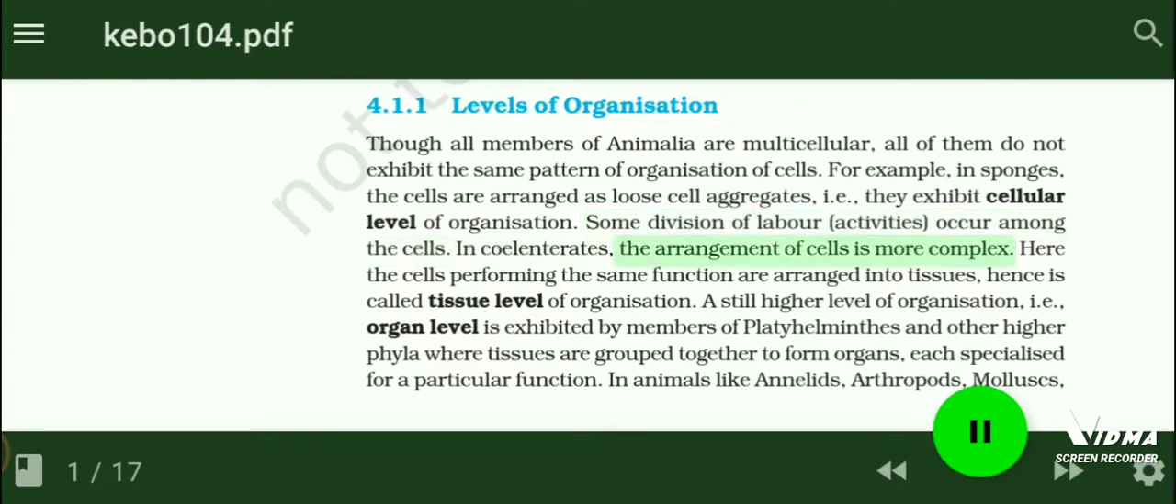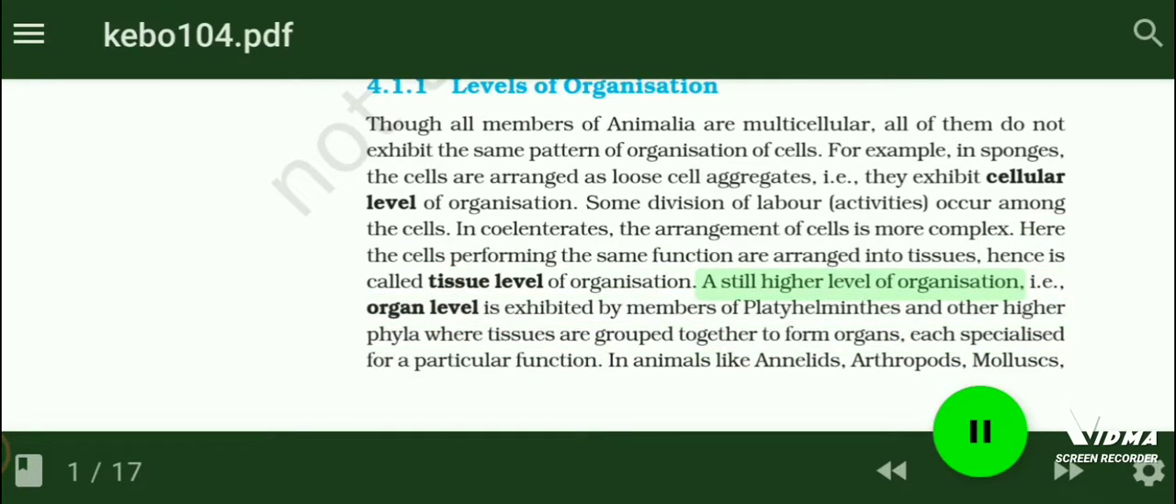In coelenterates, the arrangement of cells is more complex. Here the cells performing the same function are arranged into tissues, hence it is called tissue level of organization. A still higher level of organization, i.e., organ level, is exhibited by members of Platyhelminthes and other higher phyla where tissues are grouped together to form organs, each specialized for a particular function.